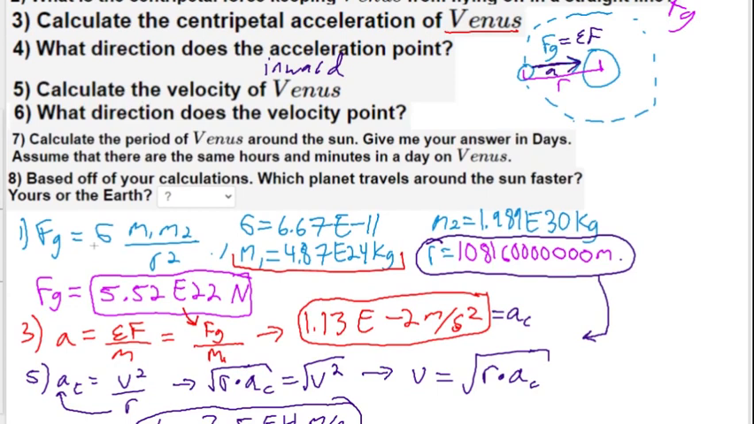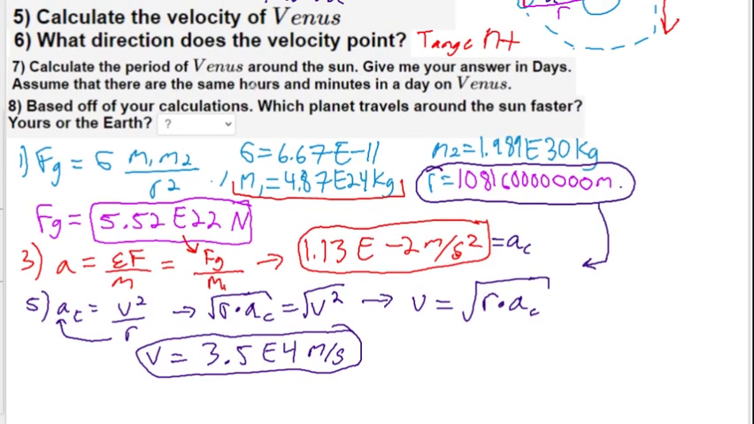Okay, number 6 says what direction does that velocity point? So that velocity is always going to point tangent. And tangent just means perpendicular to the middle. So right here, the velocity would point this way. If the planet was, say, over here, the velocity would point this way, so on and so forth.